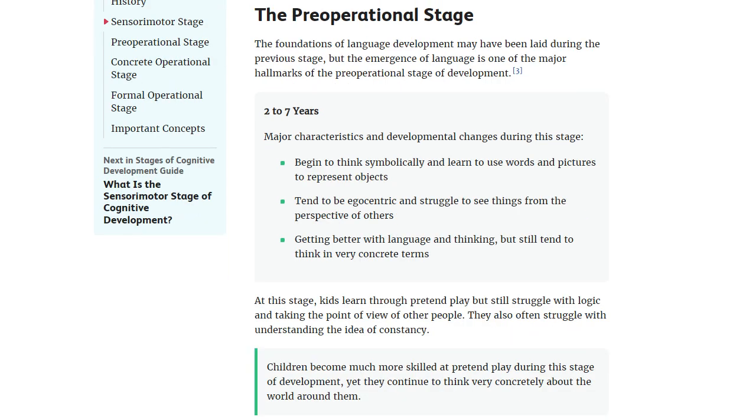What about the pre-operational stage, age 2 to 7? Begin to think symbolically and learn to use words and pictures to represent objects. I mean, the whole thing about the picture of the Earth created from data points went way over your head, and your objection with division was that you couldn't understand how it represents objects. Tend to be egocentric and struggle to see things from the perspective of others.